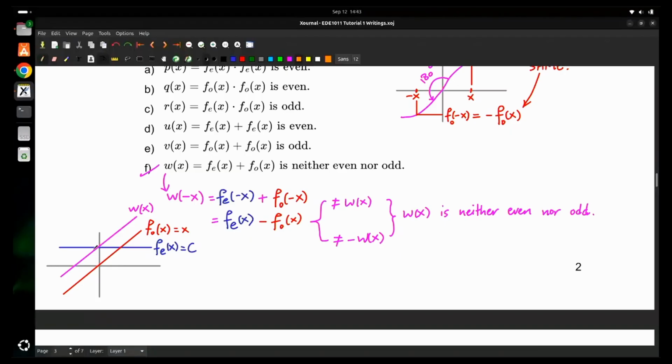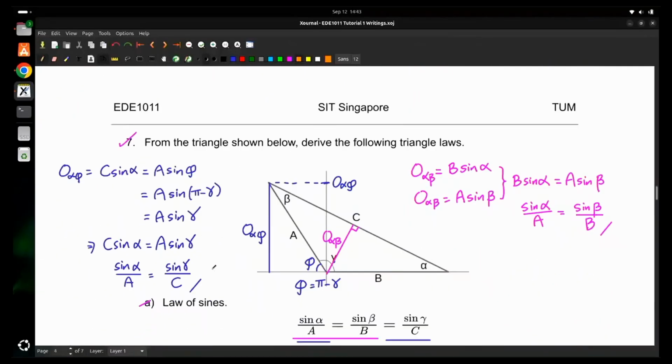So therefore, even plus odd, the general consensus is it is neither. Okay? Unless your even function is the zero function, like f even equals to 0. Then okay lor. But generally, it is neither. Okay? Unless for special cases. So that's for question 6.